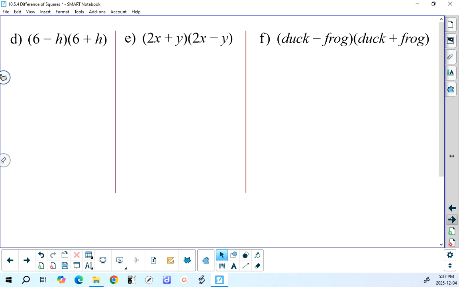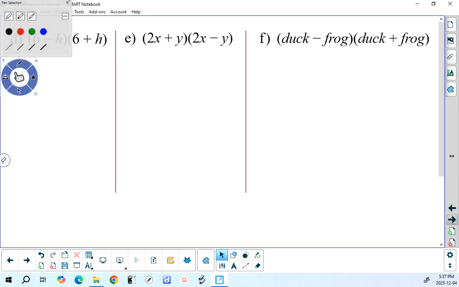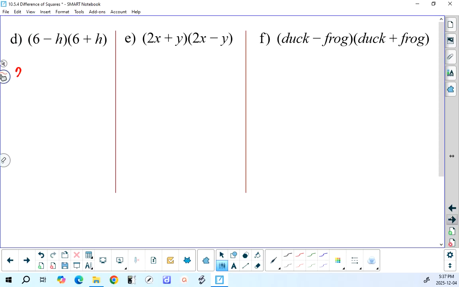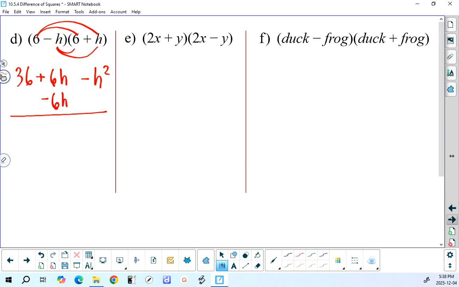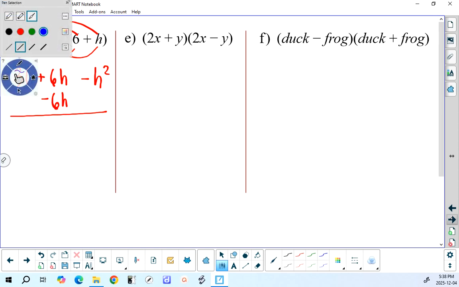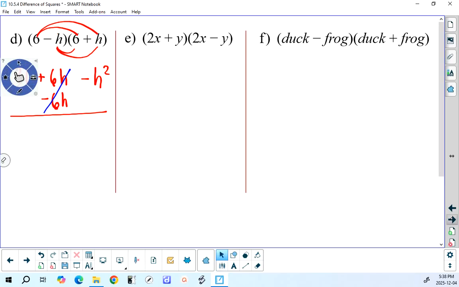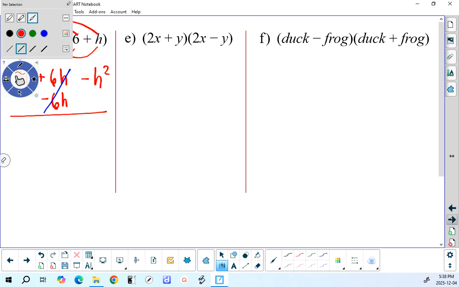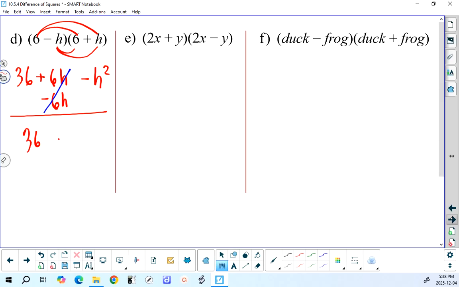Take a look at the next one, 6 minus h times 6 plus h. Well, 6 times 6 is 36. 6 times the h, so I've done this one, now I'm doing this one. 6 times h is 6h. Negative h times 6 is negative 6h. And then the negative h times h is negative h squared. When you add everything together, those two middle terms, as I say, are a wash. They cancel. So what I'm left with is 36 minus h squared.